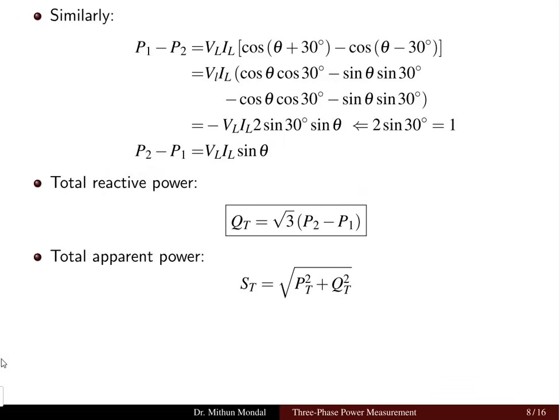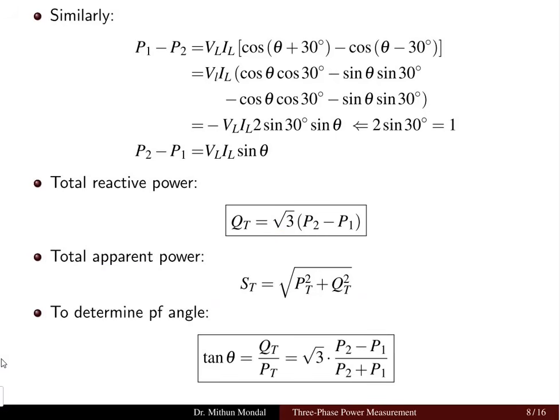Once we have obtained the real power and the reactive power of the three-phase system, we can easily get the total apparent power, which is under root of real square plus the imaginary square. So that will equal your mod of Z, that is the complex number. Hence, in order to determine the power factor which is equal to cos theta, we need theta first. So theta can be obtained as tan theta. So tan theta is Qt by Pt.